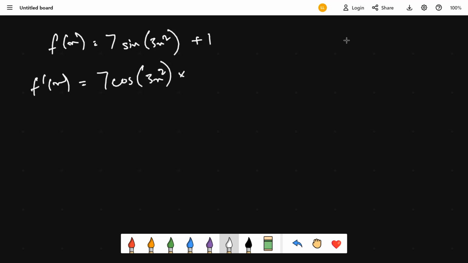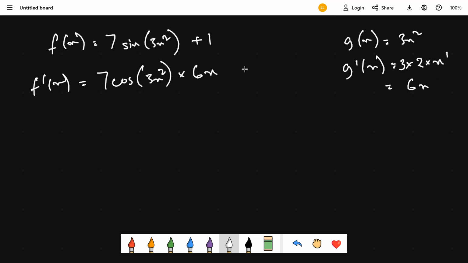Now the innermost function here, let's say, is g of x, given as 3x squared. So our differentiation of 3x squared should be what? The 3 remains there, multiplied with the differentiation of x squared. And we know the differentiation of x squared is 2 times x to the power 2 minus 1, which is x to the power 1. So simply we will have the term 6 times x.